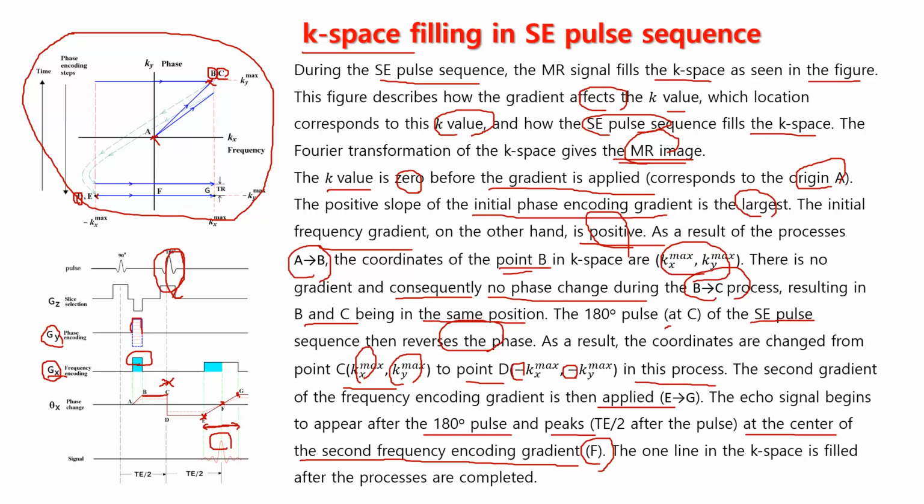So from E to G, the K value will change in this direction. Therefore, one line in the K space is filled after the process is complete. So one line in the K space is filled, this one. Okay.